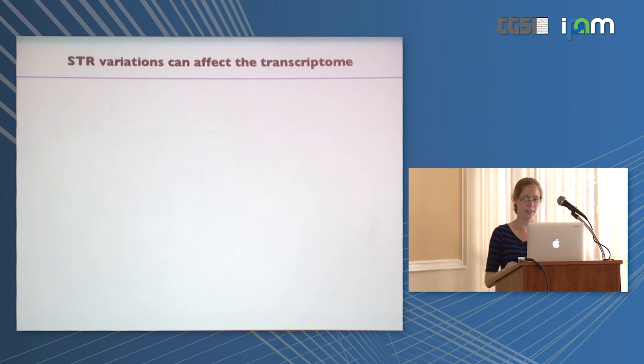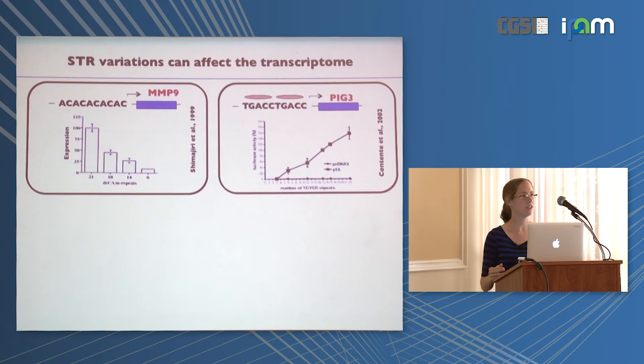As a first pass in this, we focused on STR variations that can affect the transcriptome, mostly because we have a lot of gene expression data available, and because previously in the literature there have been reports of at least single gene studies where STR variants can affect either gene expression or splicing. So a lot of these tend to be in promoters of genes, where you see these linear relationships between the number of repeats in the promoter of a gene and the expression of the nearby gene.